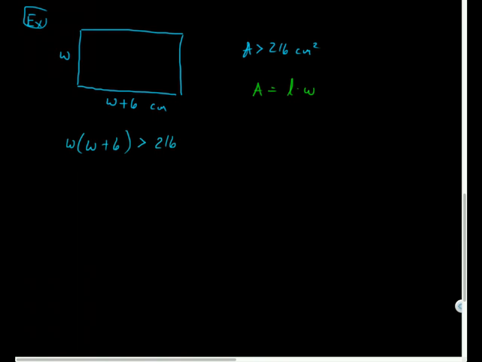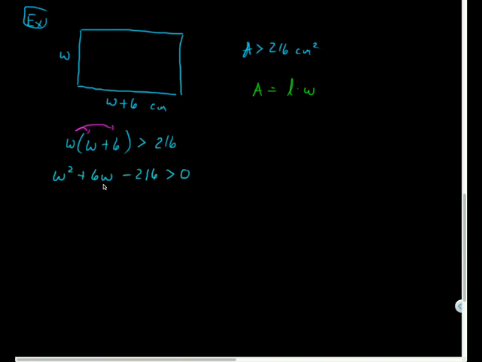So what I'm going to do is distribute. I can't set both of these equal to 216, by the way, because the zero product property does not apply when it's not equal to 0. So let's see, w squared plus 6w minus 216, I guess, is greater than or equal to 0.